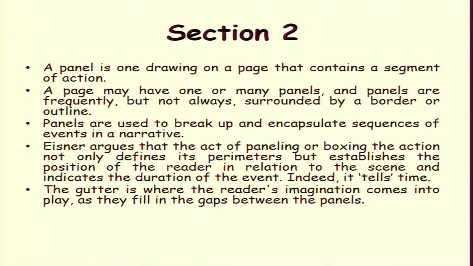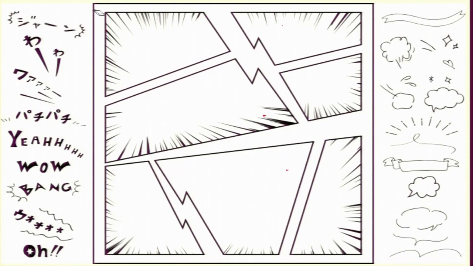Moving to the next slide, here you see that a panel is one drawing on a page that contains a segment of an action. A page may have one or many panels, and panels are frequently but not always surrounded by a border or outline. Let me show you, like here you see that there is a border from where it surrounds all the panels, right.